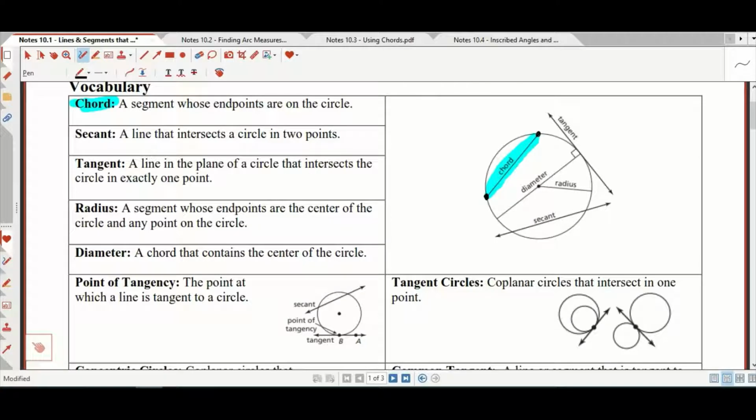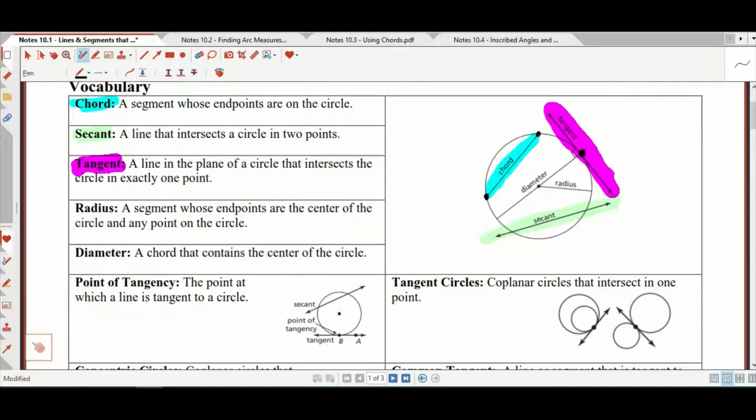A secant is a line that intersects the circle in 2 points. So imagine if the chord kept going forever in both directions instead of stopping on the sides of the circle, that would be a secant line. Now, a tangent line is a line in the plane of a circle that intersects the circle in exactly 1 point. That's your tangent right there. The reason it's different from a secant is that a secant intersects the circle in 2 points, whereas the tangent only just barely brushes it.